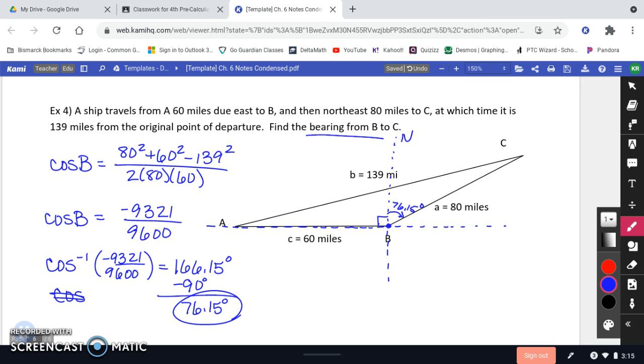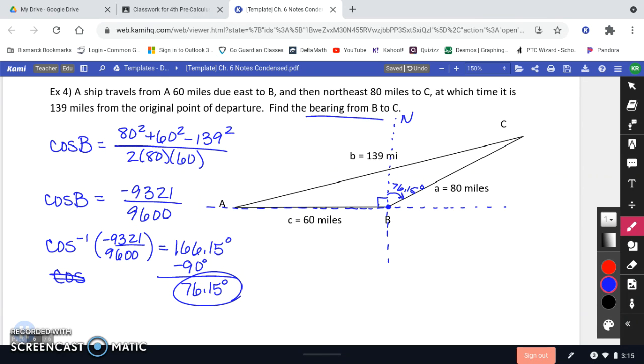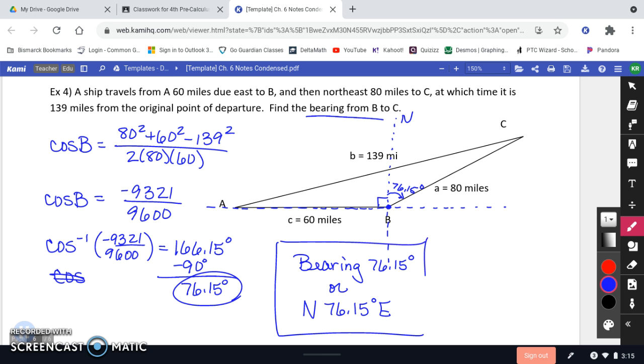So there's two ways you can label your bearing. Because bearing is always calculated from due north, you could just say you are on a bearing of 76.15 degrees, and that would be satisfactory. Or if you want to use your directions, it would be north 76.15 degrees to the east. Okay, so either one of those is fine.